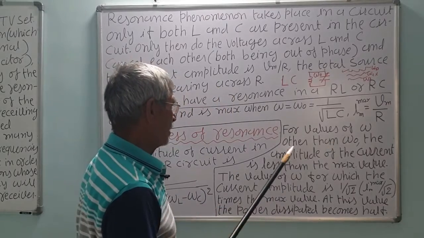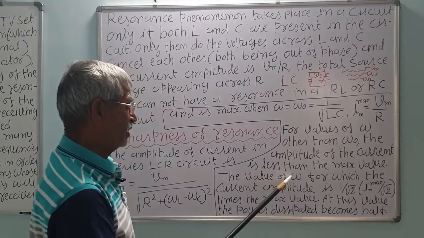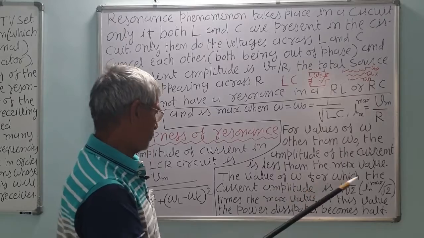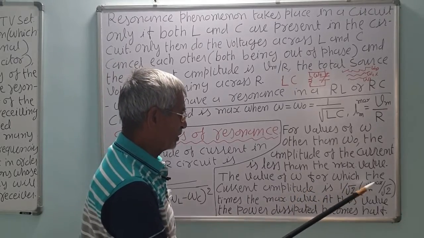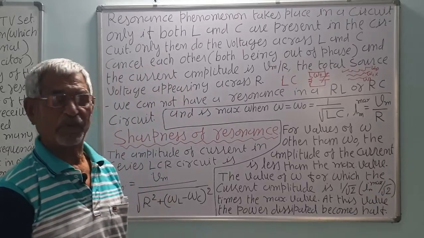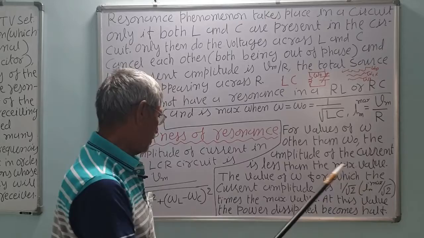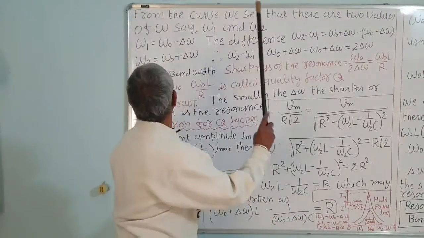For values of omega other than omega 0, the amplitude of the current is less than the maximum value. Another point: at the value of omega for which the current amplitude is I maximum upon under root 2, that is, 1 upon under root 2 times the maximum value, the power dissipated also becomes half. We will see this later on.